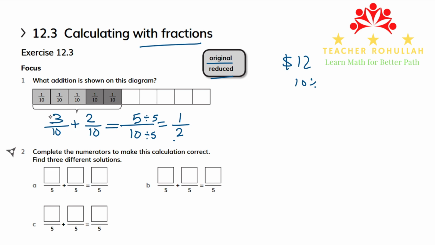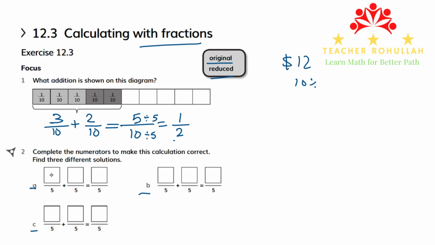Well, we are done with question 1. Let's now go to question 2. In question 2, it says, complete the numerators to make this calculation correct. Find 3 different answers. In all 3 parts, part A, part B, and part C, we see that the denominators are the same, which are 5, and we have to find 3 different calculations.